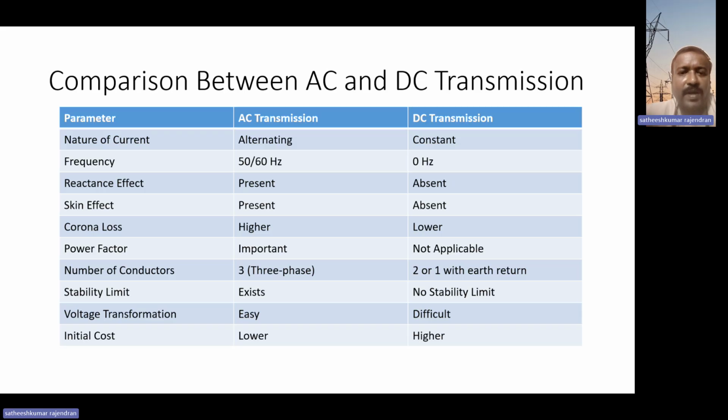In terms of power factor, it is very important in AC transmission, and in DC transmission it is not applicable. For the number of conductors, you know that AC is three phase, and in DC, based on the polarity, positive and negative, there are only two. Then stability limit exists in AC, while there is no stability limit in DC. Voltage transformation is very easy with the help of a transformer in AC, but in DC it is very difficult. And the initial cost for AC transmission is very low compared to DC transmission.